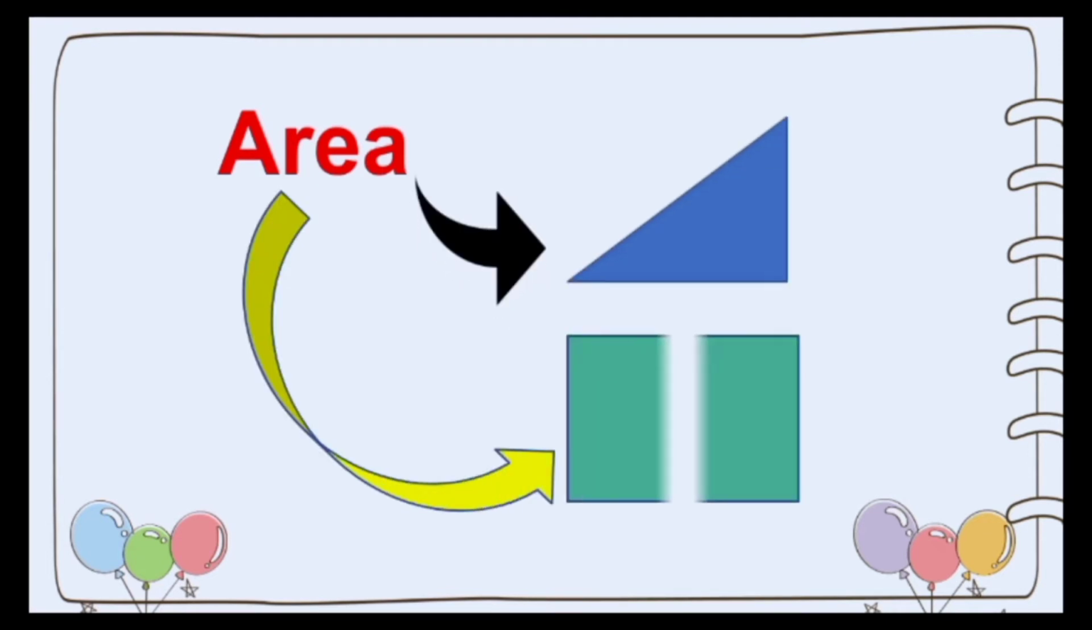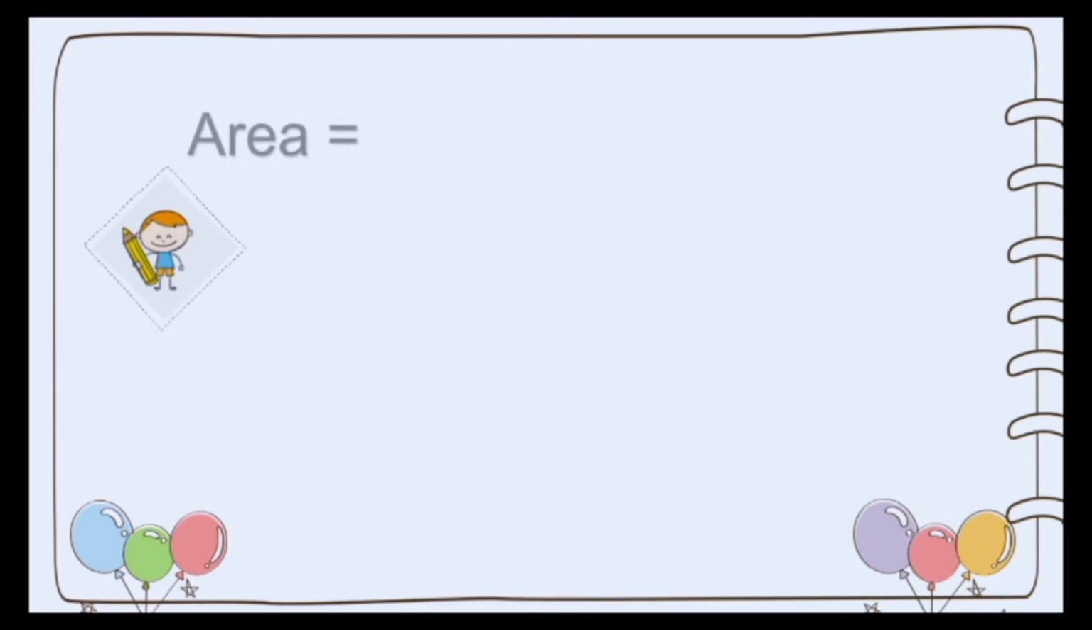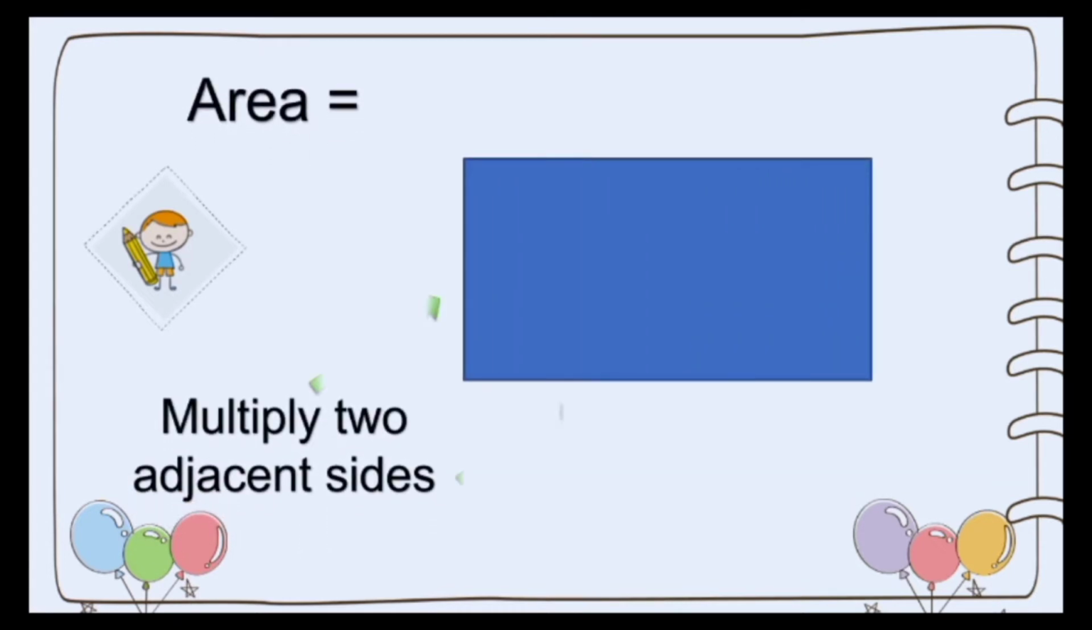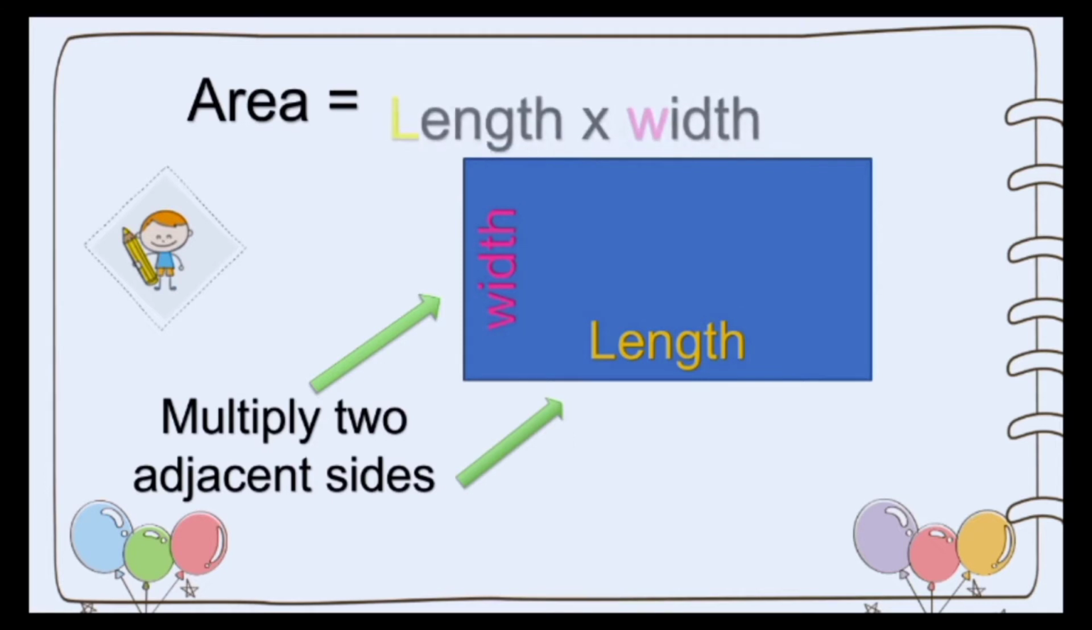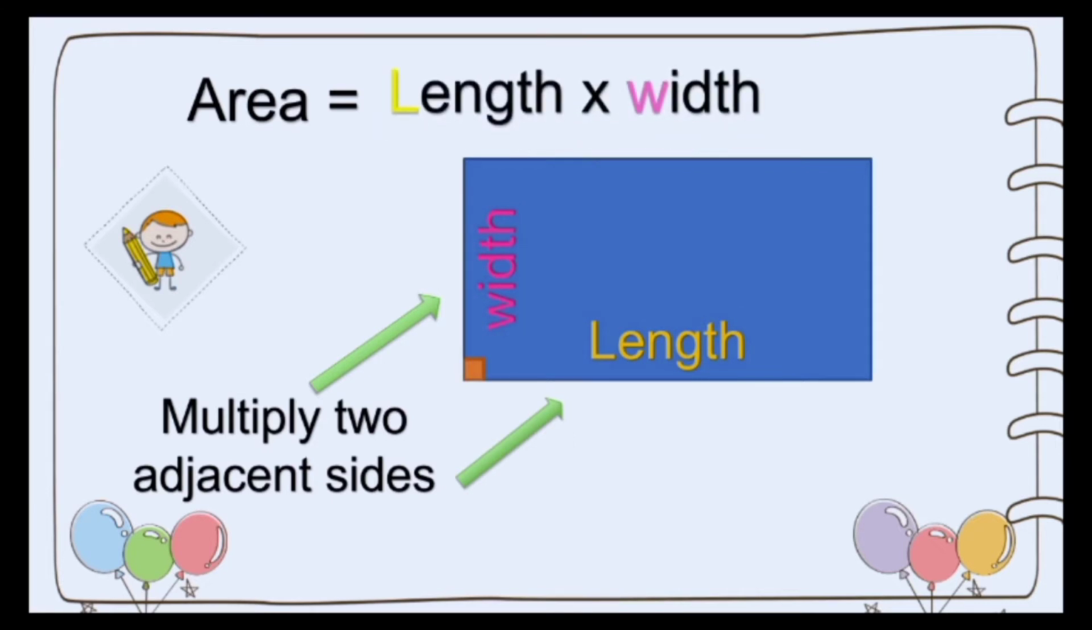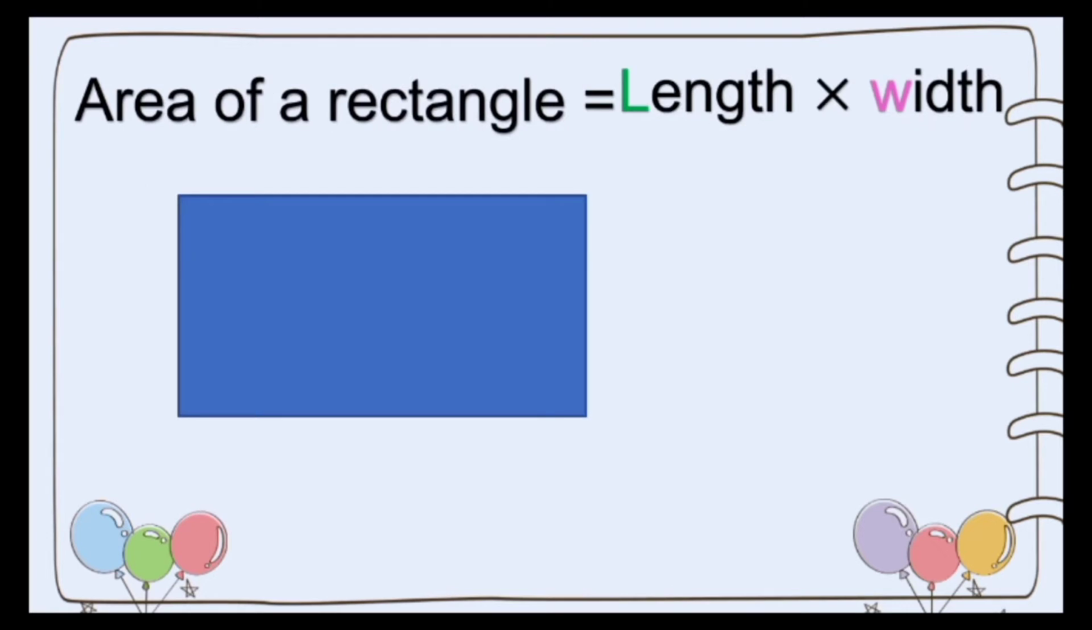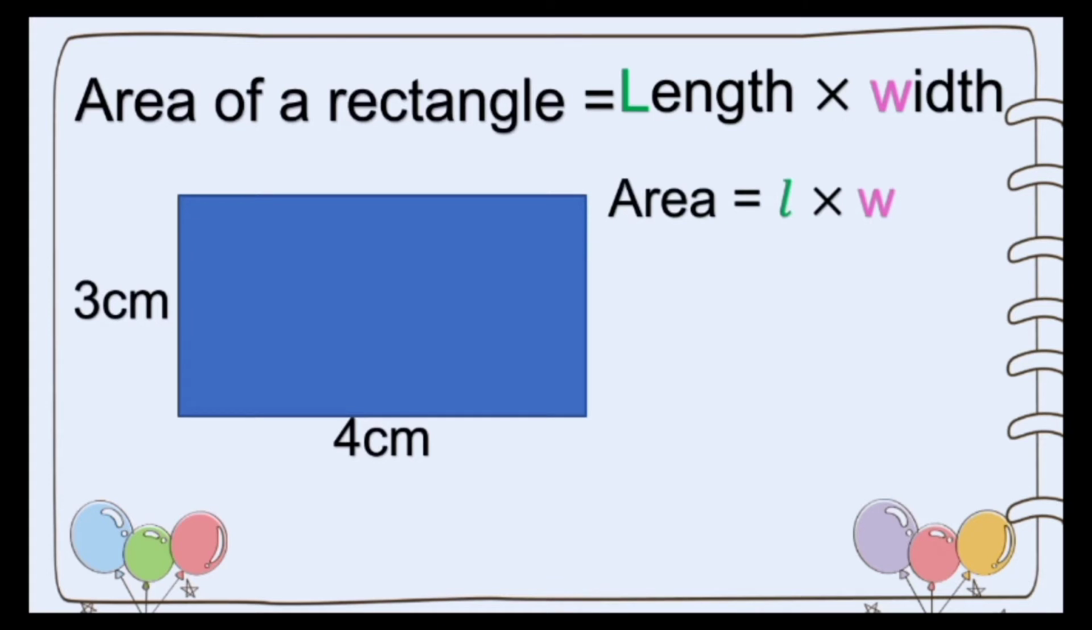Let me show how. As we know how to find the area of a rectangle, just multiply two adjacent sides, length times width. Notice that these sides form a right angle where they meet. On this rectangle, the length is 4 cm and width is 3 cm. Area is length times width. So 4 cm times 3 cm is 12 cm squared. Let's keep a note of that area.